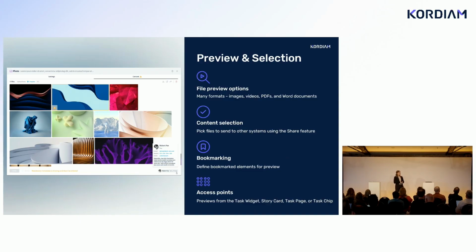Furthermore, we also have a bookmarking functionality. So if I have a variety of images, I can say, okay, these two should be bookmarked, and then they show in the very beginning of this list. So now, where can we see these previews? Obviously here, the task widget, but the previews will be available on more pages.